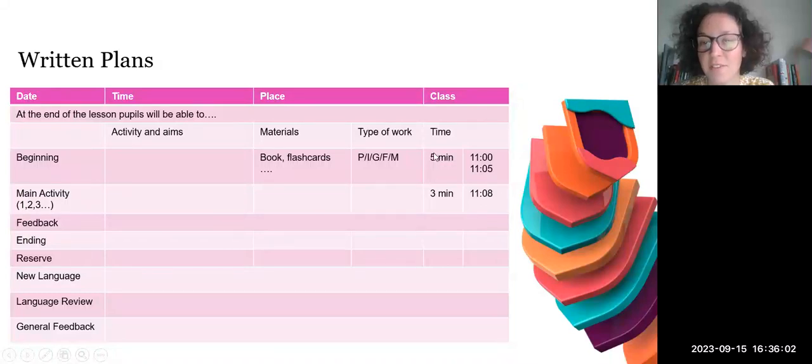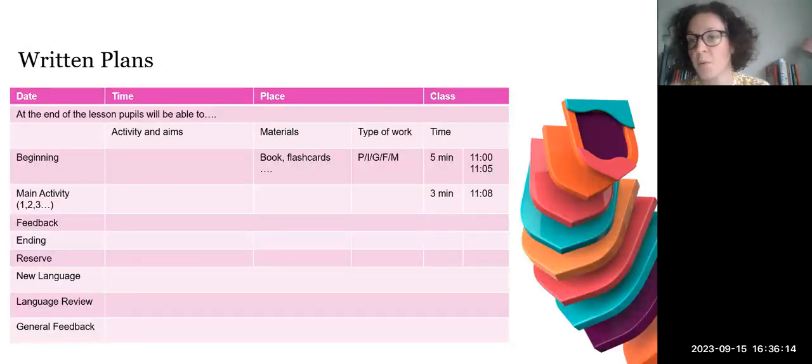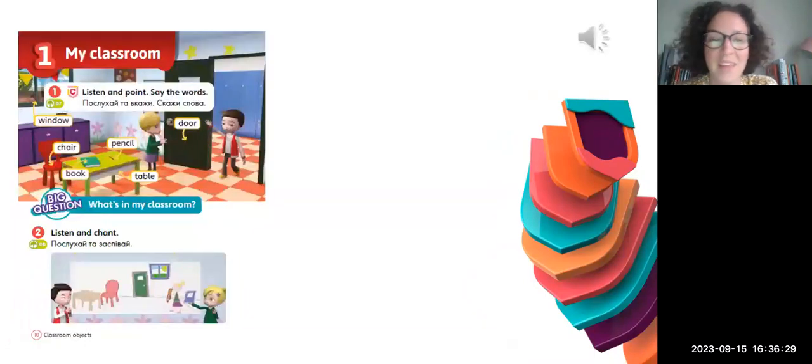And time in both variants. The first one is how much time I need, and if I start at 11, I finish this activity at 11:05. Never worked, but the more I plan it, the easier it is to track what doesn't work, why, and keep closer to your perfect idea of a lesson.